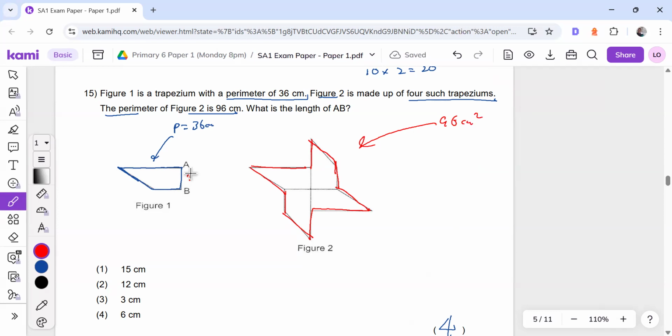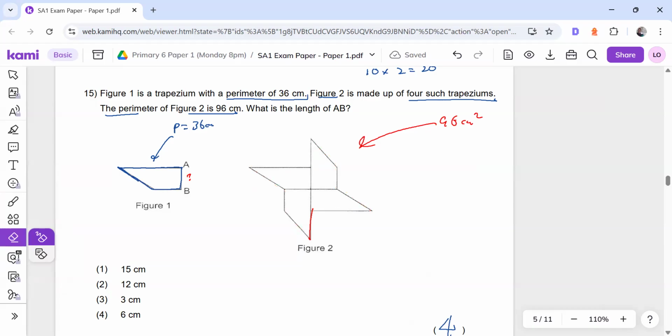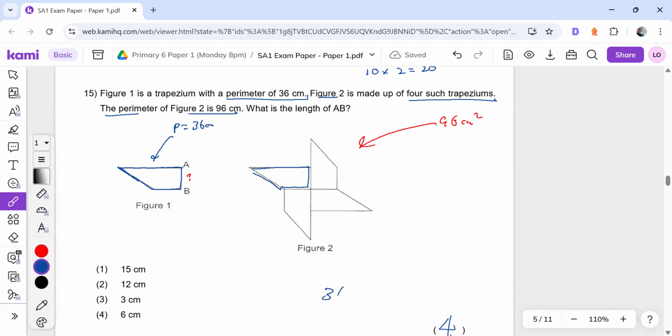Very confusing. You will need to use colors. I don't know whether PSLE can use colors or not. Okay, this is how you do it. I'm going to erase all these things, and I will use a color, maybe for this trapezium. I call it blue. So what's the perimeter of this trapezium? 36, right? Then I use another color for another trapezium. Another 36. Then I use another color for another trapezium, so I get another 36.